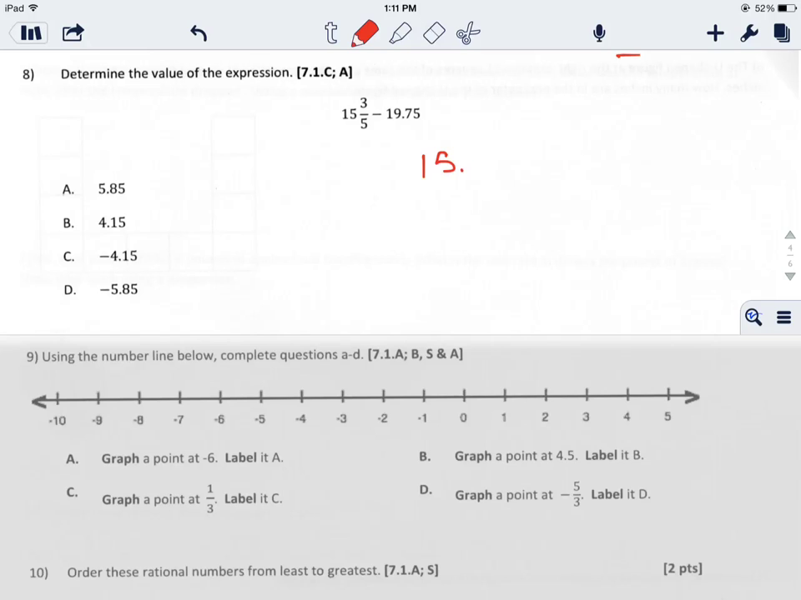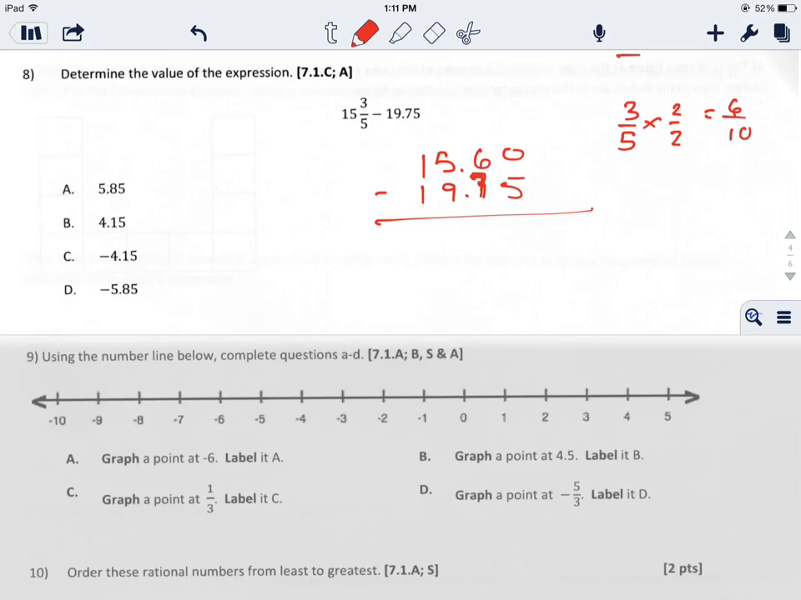So 3/5, remember, is a decimal-friendly fraction, right? I could multiply it by 2 and I would get 6/10. So I'd write that as 15 and 6/10 minus 19 and 75 hundredths. Now I'm going to fill in this here, so we'll have a common denominator. It's hundredths minus hundredths. And I see clearly that this answer is going to be a negative number.